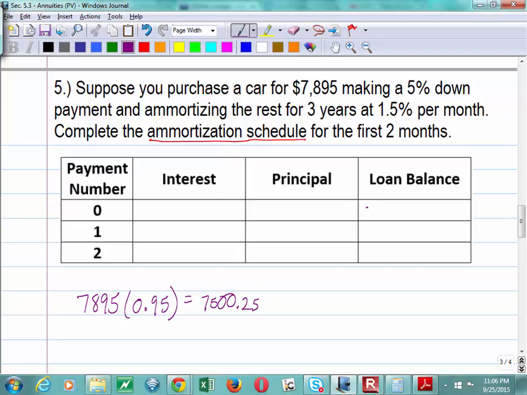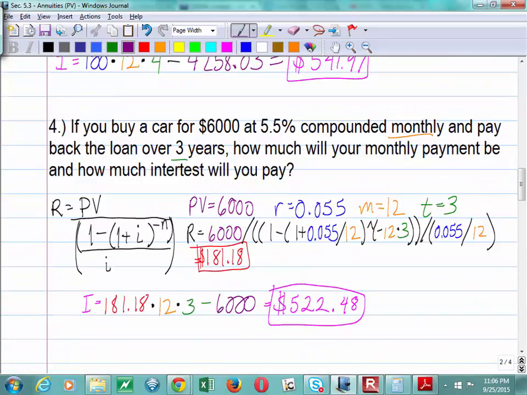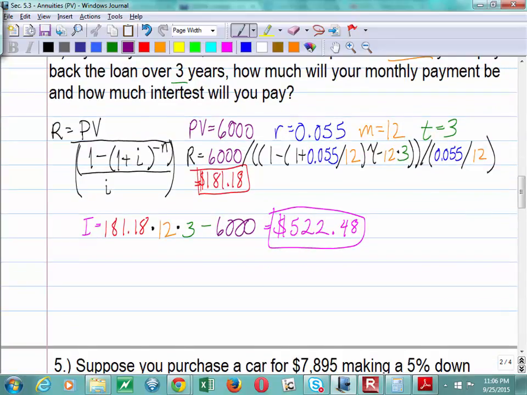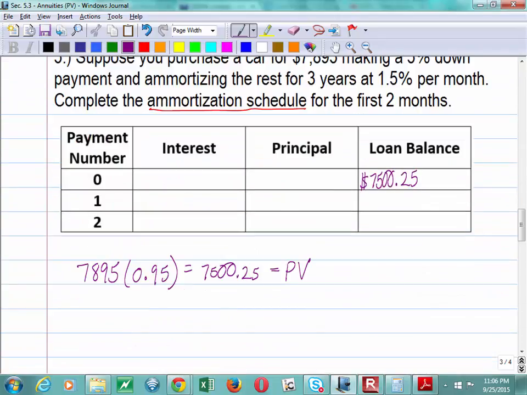Alright, so you start off with your loan balance, original loan balance is $7,500.25. Then you're going to pay 1.5% per month, so we have to figure out the total amount of your payment. This is equal to your present value. So we're going to use this formula that we just used on the last problem to find out how much your payment is.